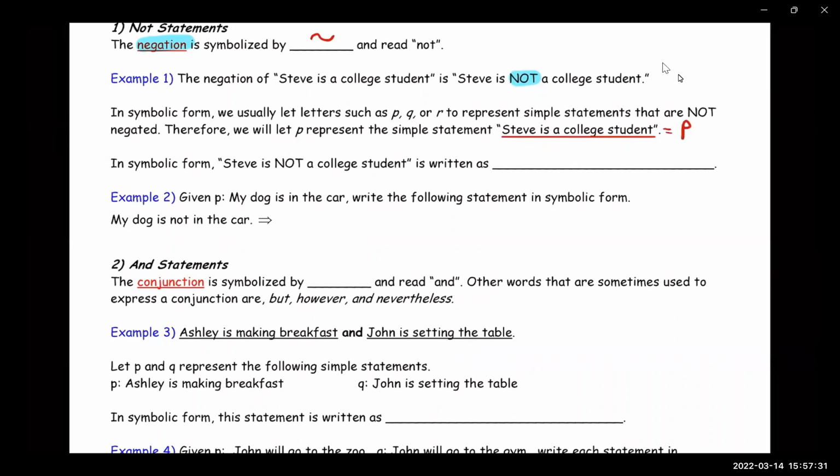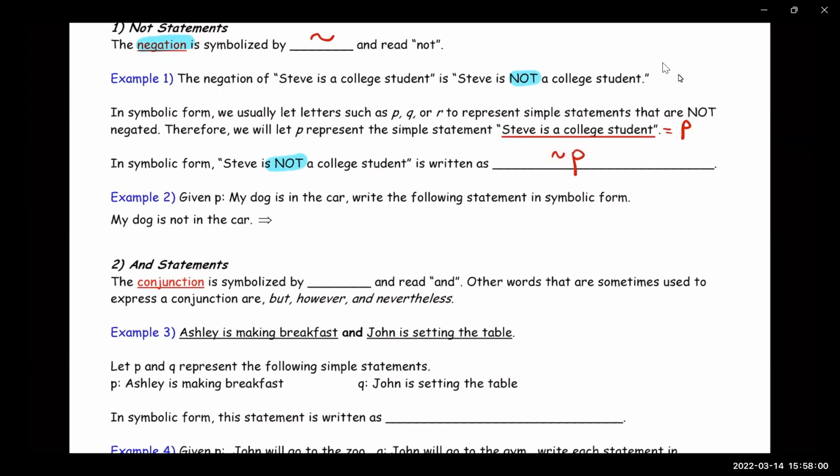So in symbolic form, how would you write Steve is not a college student? So would it be P with the little squiggly line? Yeah, exactly right. But they always put it in the front. So in the front and then the P. So that means he's not the college student. Got it. Yeah, because without that squiggly line, it's Steve is a college student. With it, that means not. He's not a college student. So yeah, you always put it in the front.